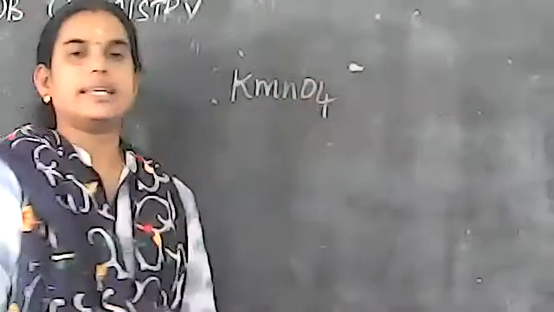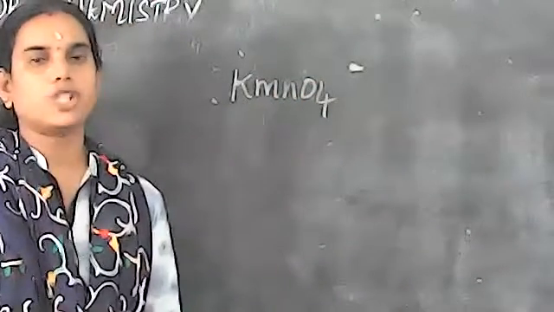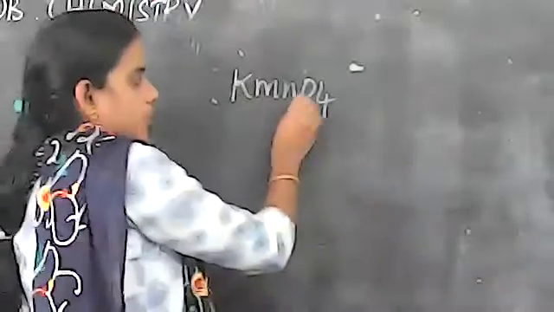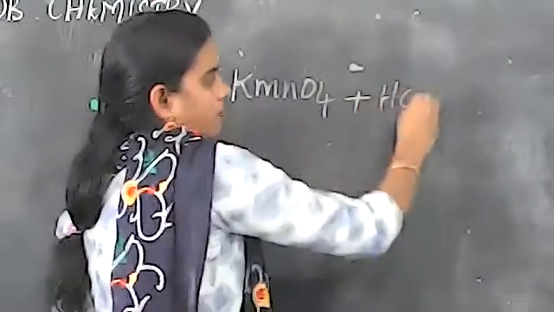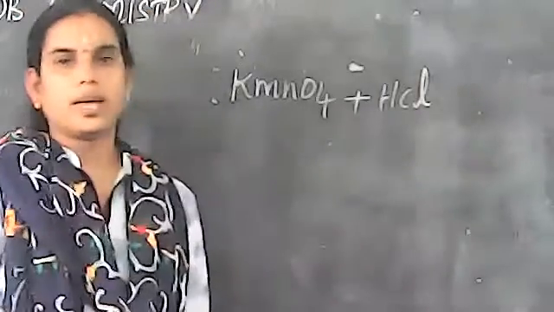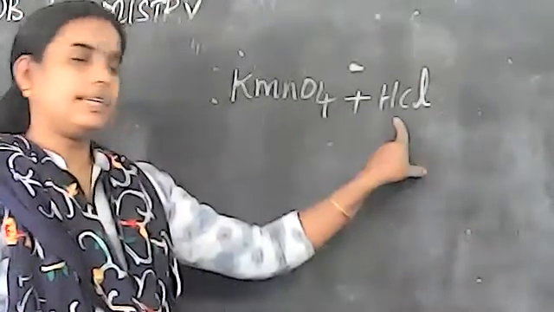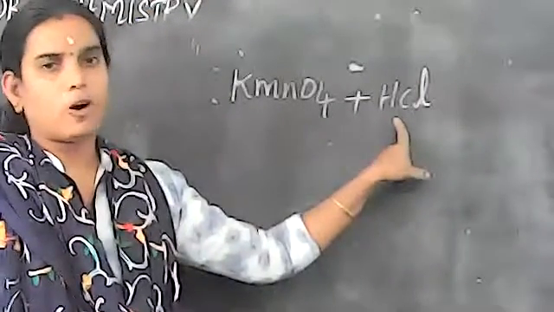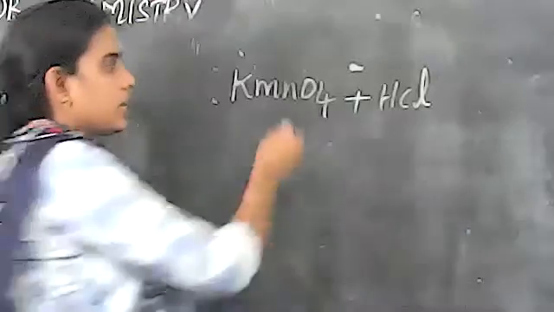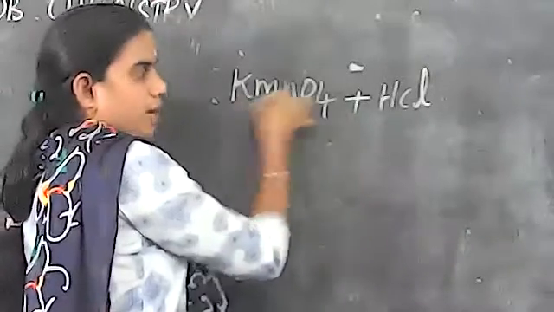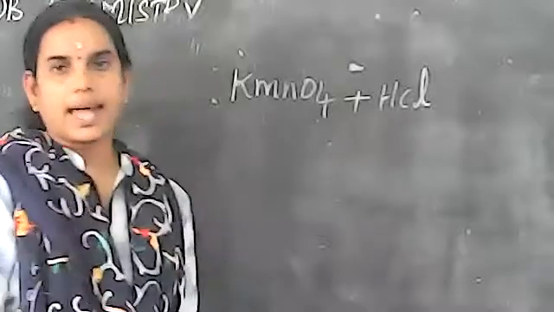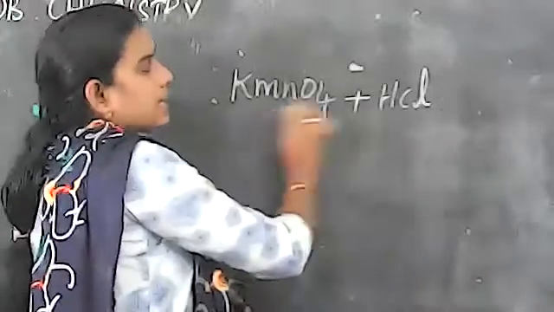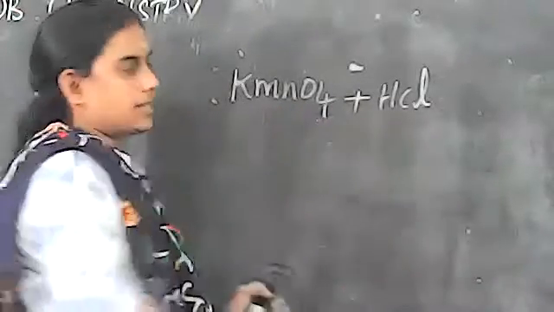So two materials are needed for the preparation of chlorine: potassium permanganate and HCl, hydrochloric acid. When these two materials are combined together, we can obtain chlorine gas. The first element is potassium permanganate. The second one is hydrochloric acid. So they are combining these two materials.